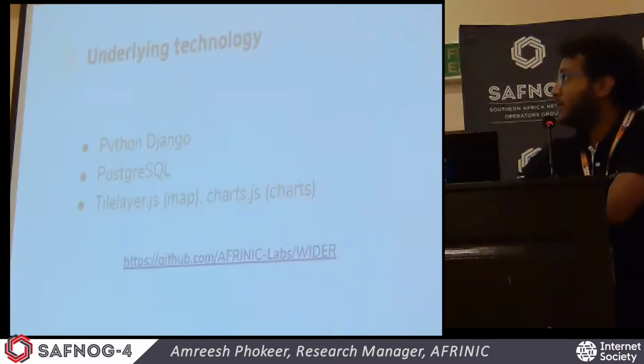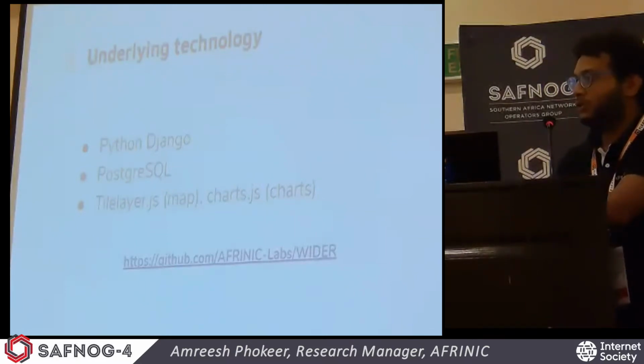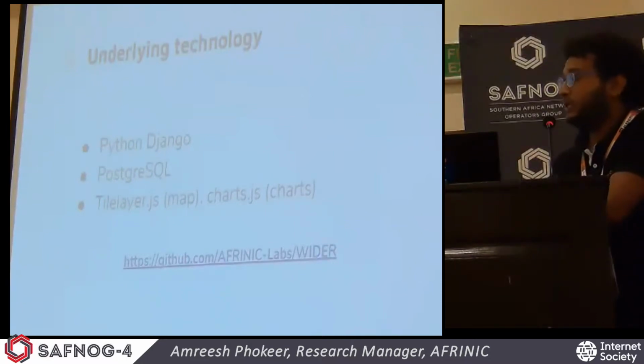The technologies behind it are simple: Python, Django, PostgreSQL, and for the maps and the charts, it's Chart.js and Tile Layer JS. It's actually already open source. But once we have a good working package, we really want people to start contributing to the platform, whether it is a new data set or new visualization. As Wazimap is already doing, they built a community around the product, and also a community of developers around the product. This is what we eventually want to achieve in the long run.